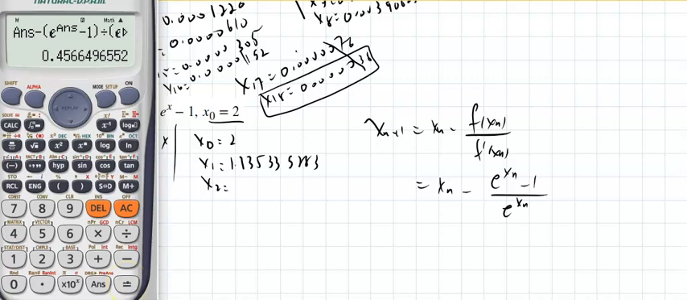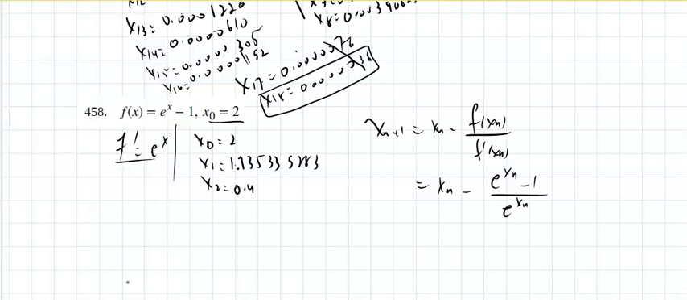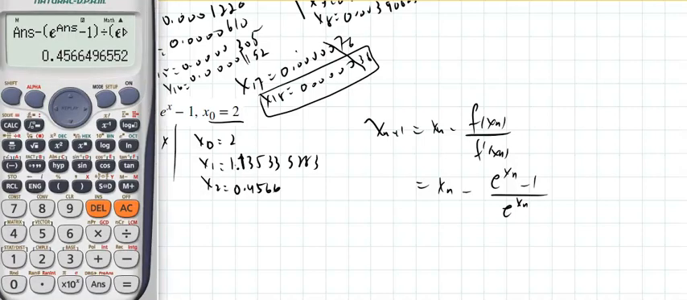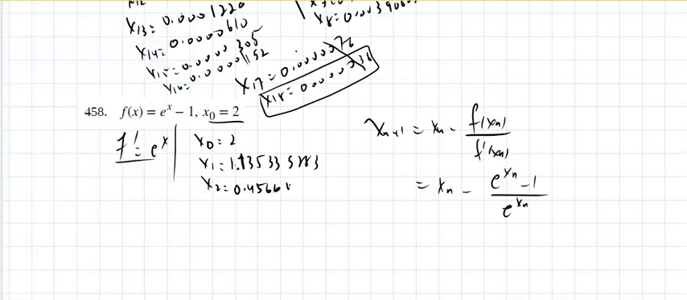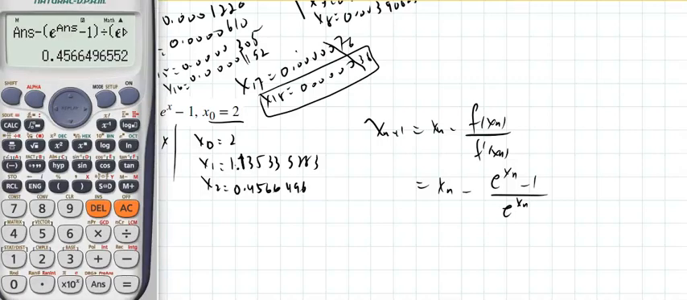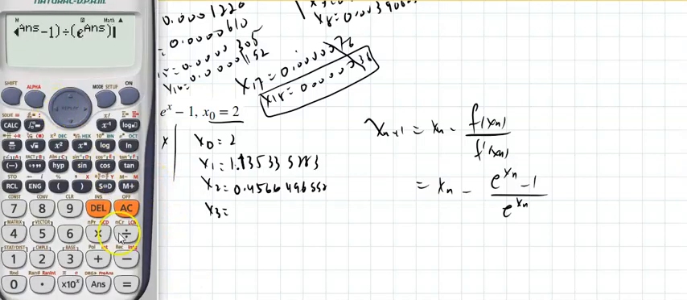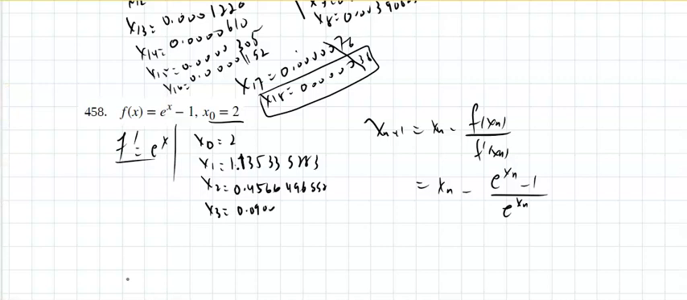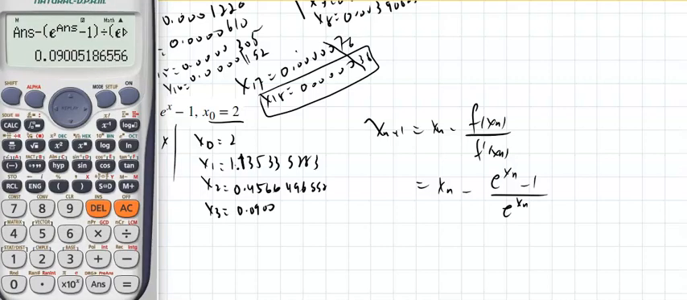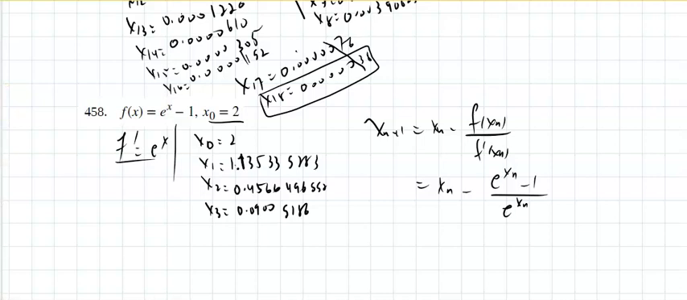X sub 2 would be, so the second iteration, if I just hit back on your calculator and enter, it'll be 0.4566496552. X sub 3. If I just hit back and equal, I could just hit equal on my calculator, it'll work. That will be 0.09005186556.